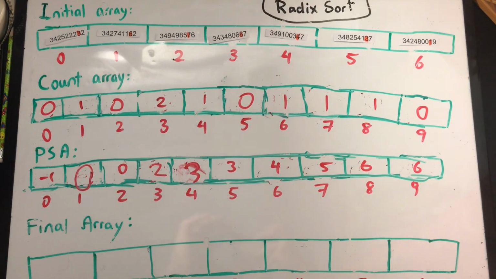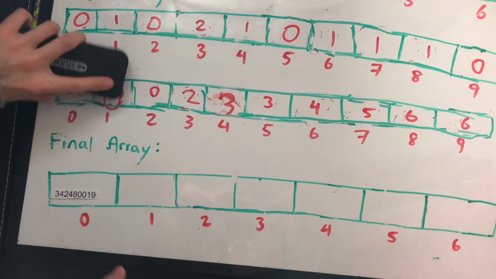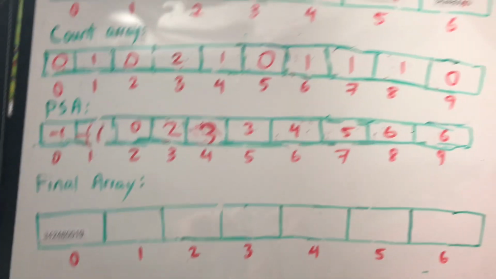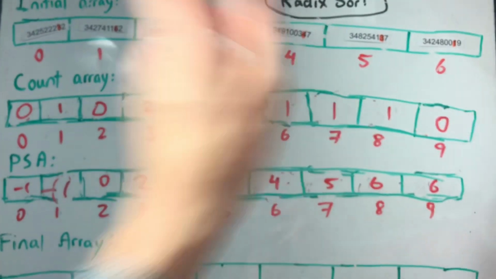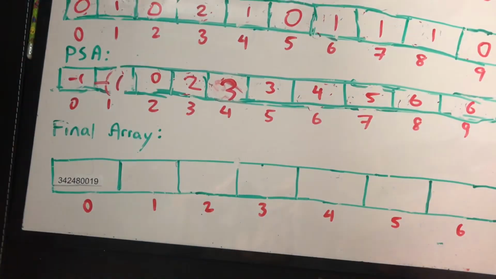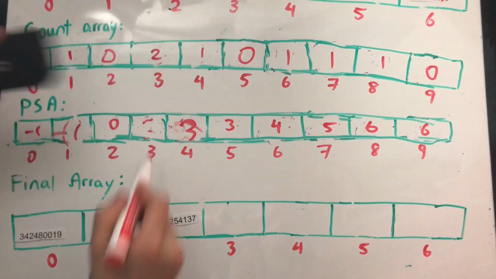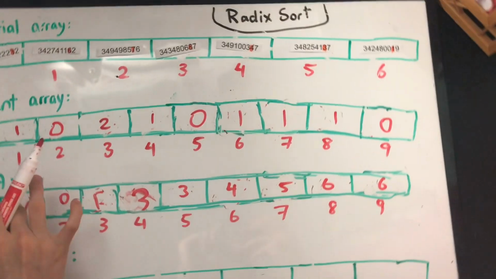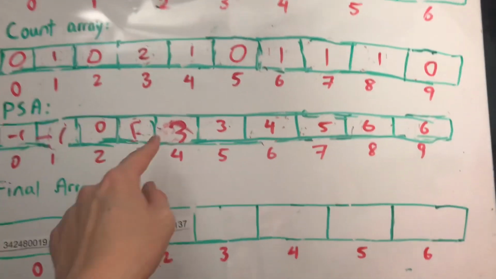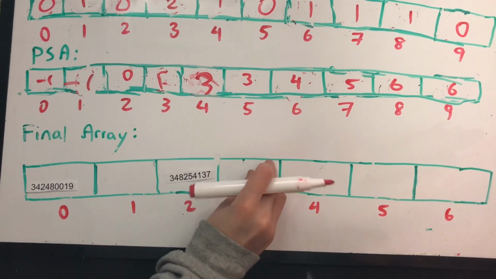So element 6 belongs to bucket 1, which points to position 0, and we put that in position 0, and subtract 1 from it. Then the element in position 5 belongs to bucket 3, and that points to position 2. So we put that there, and subtract 1 from it. Position 4 belongs to bucket 4, which points to position 3, so we put that here. And subtract 1 from bucket 4.